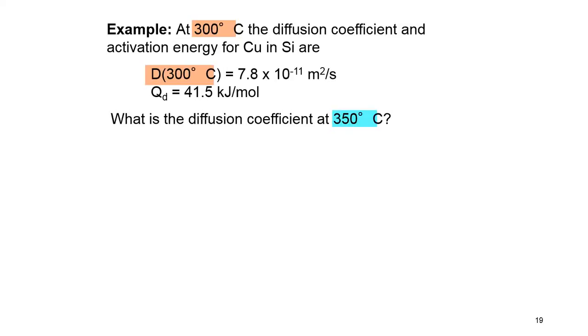Hello, here we continue by finding the diffusion coefficient using the value of the diffusion coefficient at a certain temperature, as you can see here. In this example, the diffusion coefficient at 300 degrees Celsius is given. We know this is for copper in silicon. The activation energy is given, as you can see here, and the value of the diffusion coefficient is shown here. We want to find the diffusion coefficient at 350 degrees Celsius.